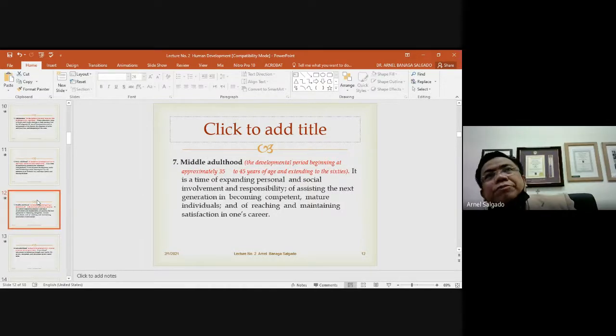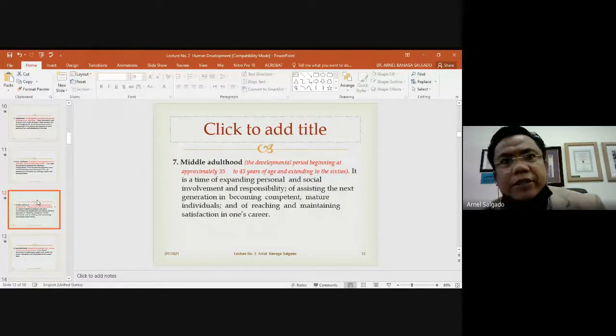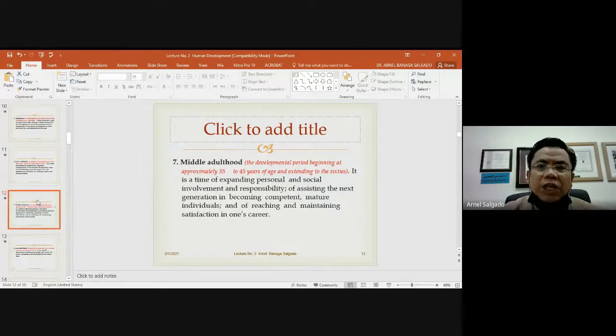Middle adulthood. This time, more or less, you have your family. This time, more or less, you have your money. This time, more or less, you have your cars. So many cars as you wish, no? This time, you're already a doctor. You're calling yourselves a doctor already. This time, the Society of Dentists recognizes your work already. Yeah? So here, the developmental period beginning approximately at the age of 35, where you are more established, to 45 years of age and extending to the 60s.